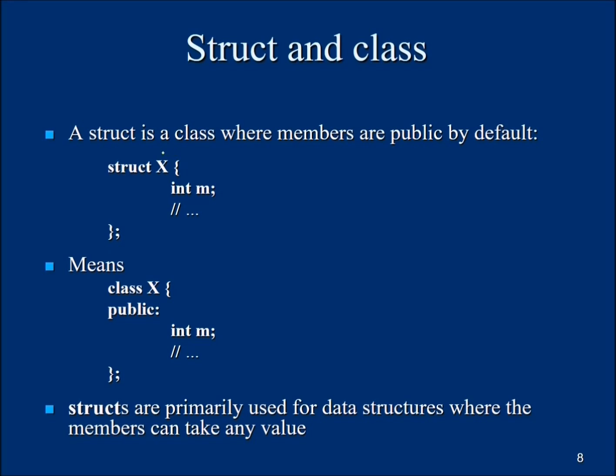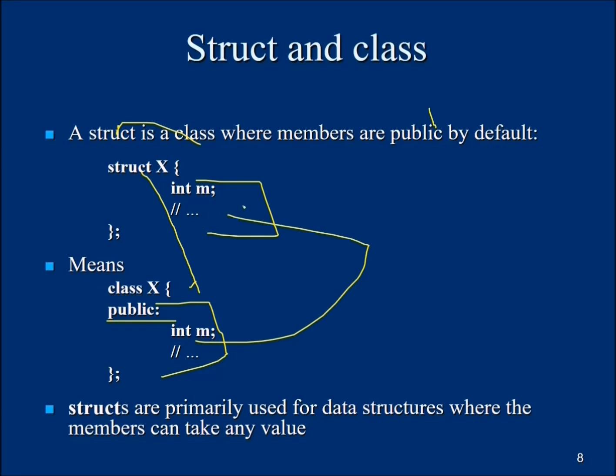While a structure is a class where members are public. So structure is also a type of class, but it cannot contain functions. A structure is just like a class without functions, you can say. In structure, all the members are public by default. In this, these two are equivalent, means for structure or class, you can write a public access specifier in class and you can say that this is equivalent to struct, because in struct all the members are already public by default. Structs are primarily used for data structures where the members can take any value.